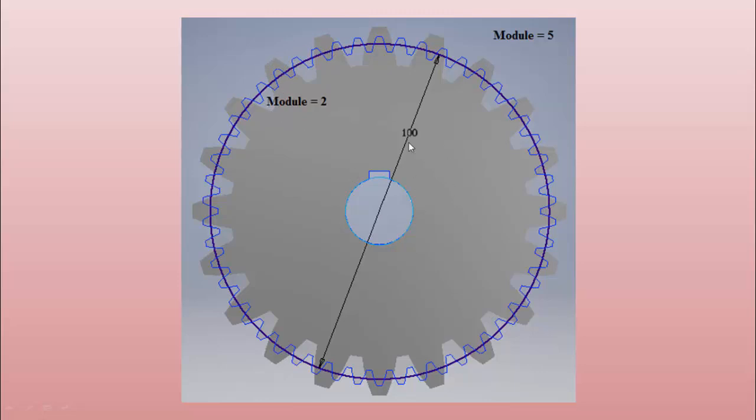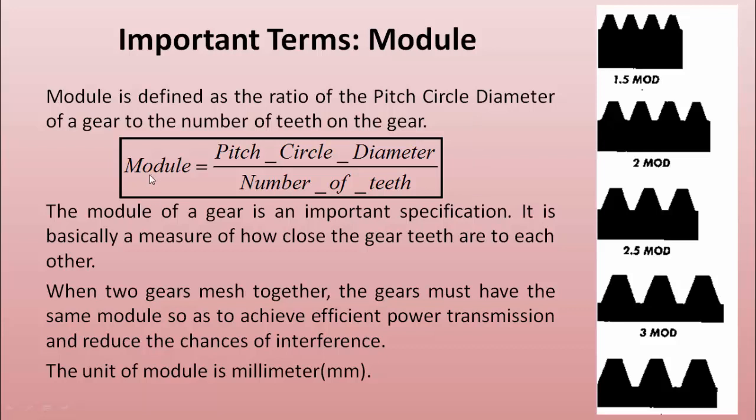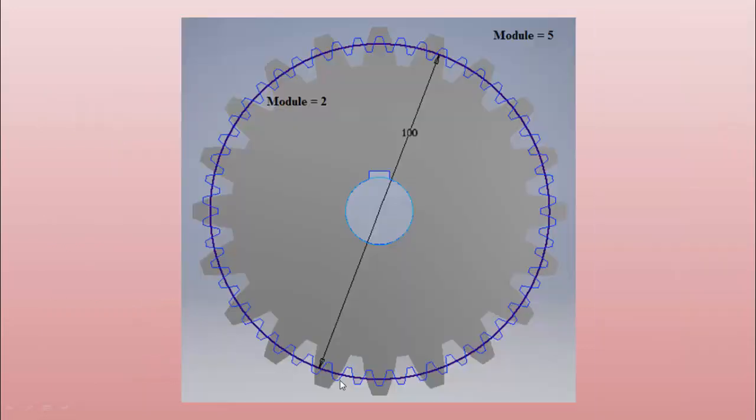That is why whenever we want to mesh two gears, we always mesh two gears of the same module. So please remember this definition. Module is pitch circle diameter divided by number of teeth, and the unit of module is millimeter.